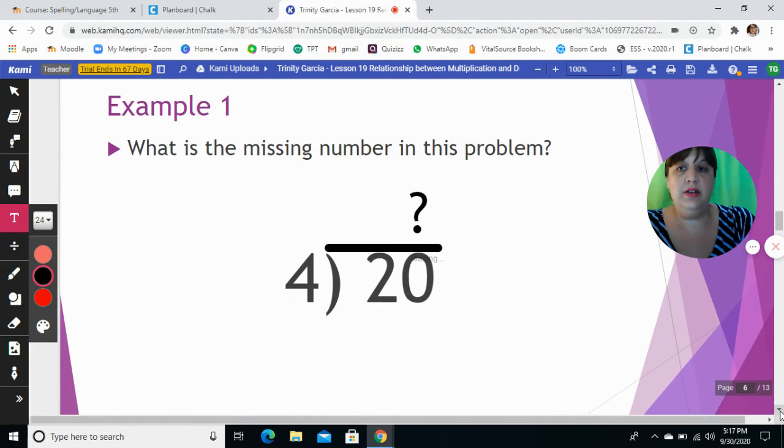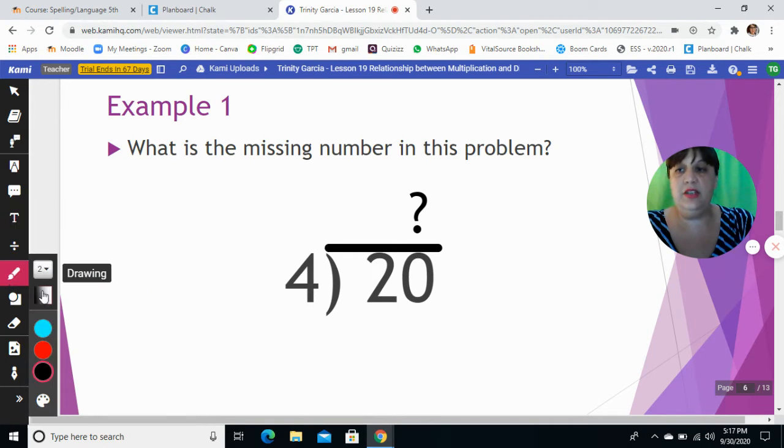Example 1, here it is. Copy the problem into your book, please. What is the missing number? If we have 20 inside our box and we're going to divide it by 4, then up on top of our division box is where we're going to put our answer. What we're trying to do is see how many times 4 will go into 20. So here we can draw 4, and we want to see how many times 4 could fit inside of 20. That's how I like to think about it.